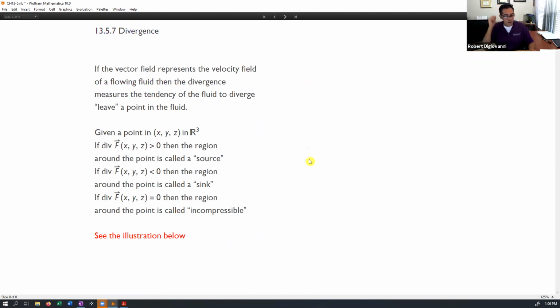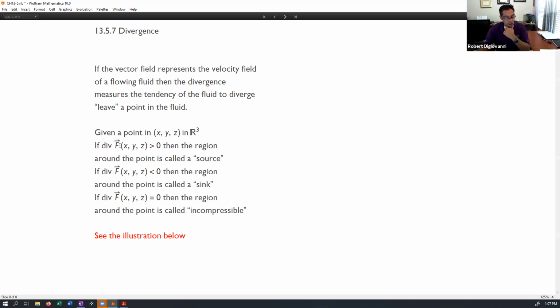So if the vector field represents the velocity field of a flowing fluid, then the divergence measures the tendency of the fluid to diverge or leave a point in the fluid. So when you're looking at a point within a fluid, imagine everything's in motion, right? The fluid's flowing around. We already talked about how you might have a twisting motion as you're moving. The div calculates the tendency of fluid points around where you are to be moving away or moving towards that point. I'm going to animate this with something visually. You'll see it in a second.